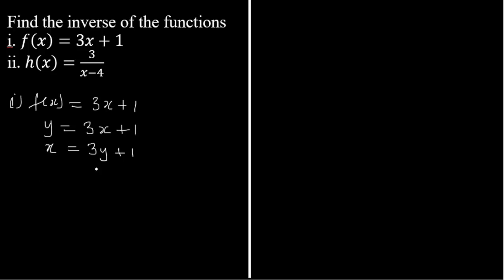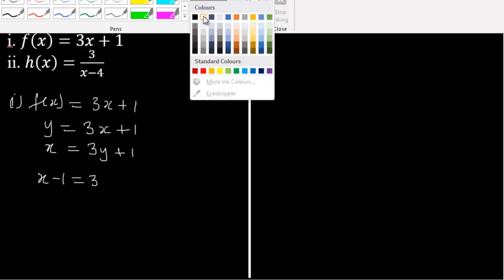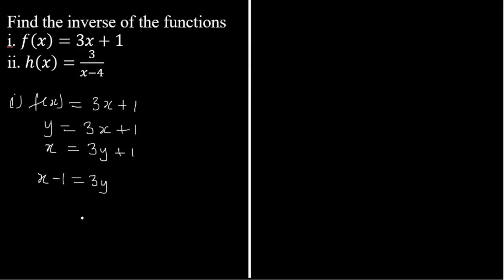of the equal sign, making sure that as you move a term to the other side of the equal sign, the sign of that particular term has to change. So you could see that this 1 here is positive. The moment it comes to the other side, the sign changes from positive to negative. So we have x minus 1 equal to 3y.